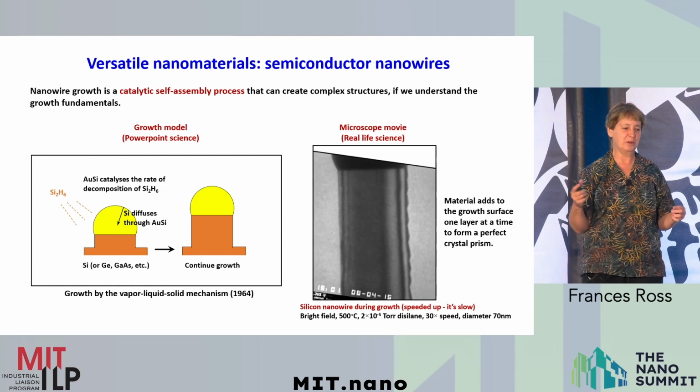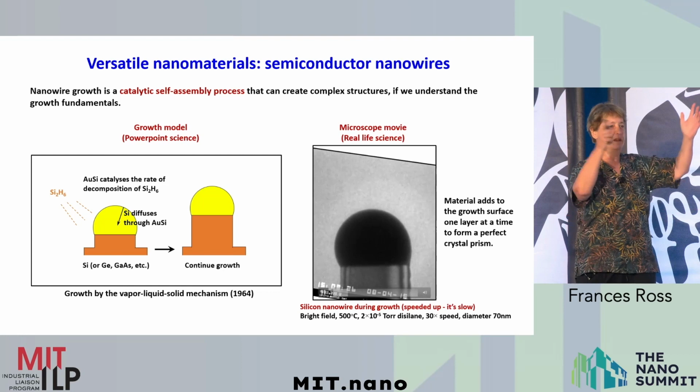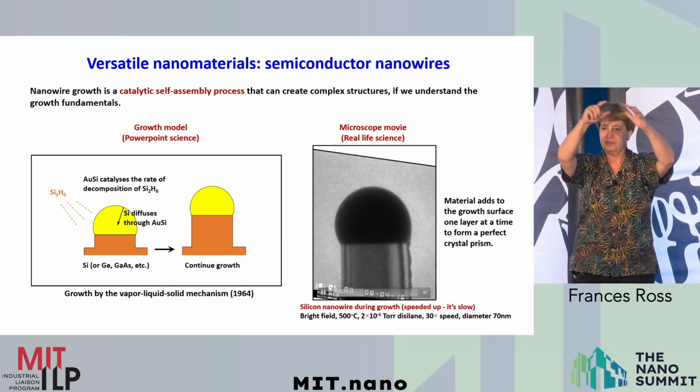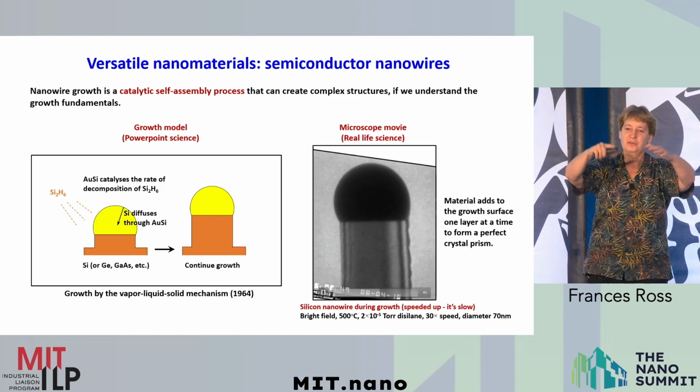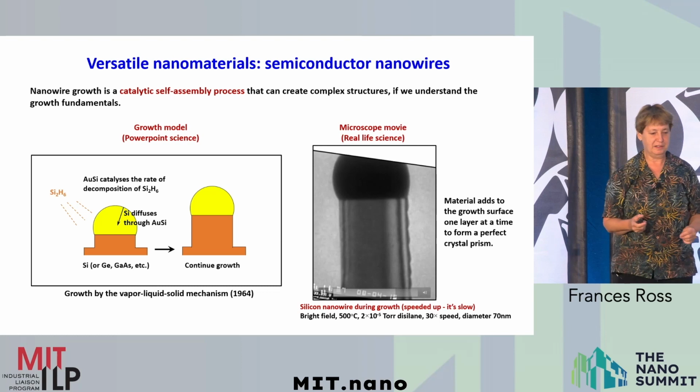And the PowerPoint view of this growth process is shown there. You supply silicon as a gas to a catalytic particle. It sticks, it gets adsorbed onto the catalyst, and is transmitted through to the growth front. The atoms add one at a time onto the growth front, resulting in the formation of the post of silicon. And this is a way of creating nanoscale structures.